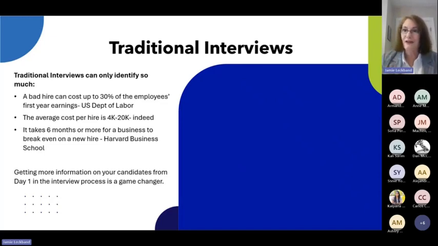But this is staggering, right? We have to do better. It's a huge expense and a huge pull on all of the different people who are part of that process. So getting more information from the very first interaction you have with that new candidate can be a game changer.